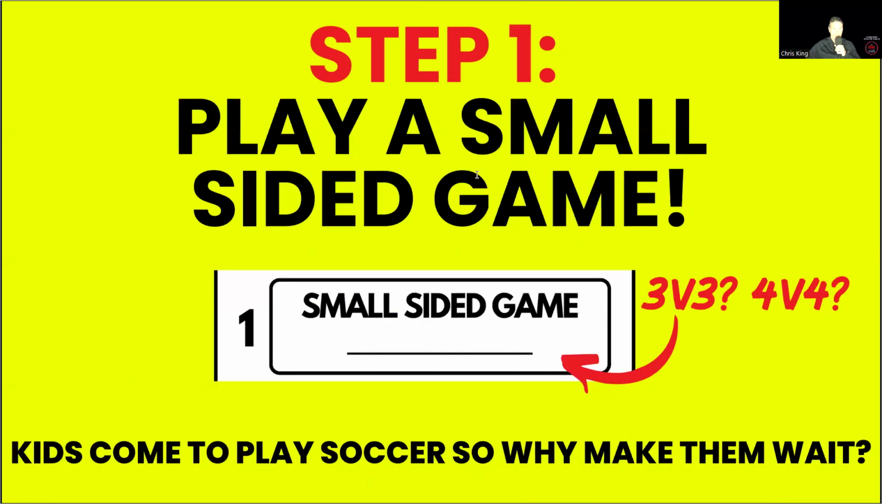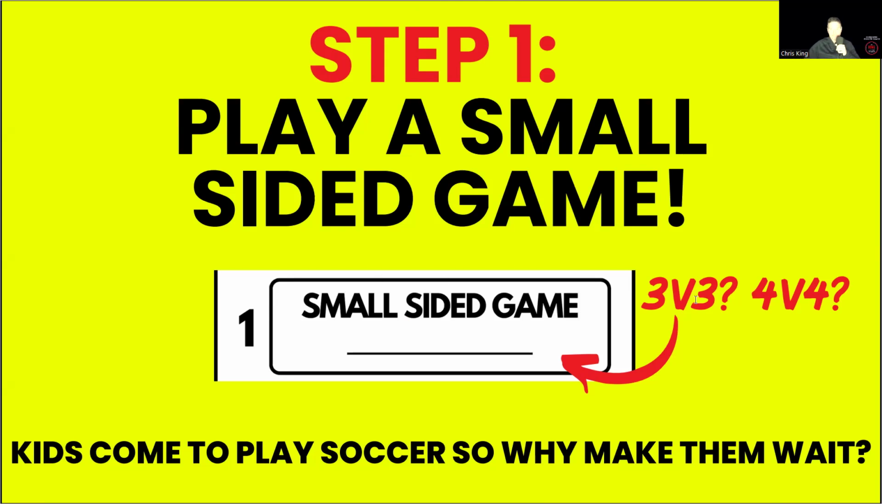So step 1, play a small-sided game. Now, this is when the kids first arrive. You want to get them into the game. They've got lots of energy. All right, they're buzzing. They come to the training session to play soccer. So I've got down the bottom there, why make them wait? They get there, you want to wear them out a bit. You give them what they want to start with, and they'll be having fun right from the start.